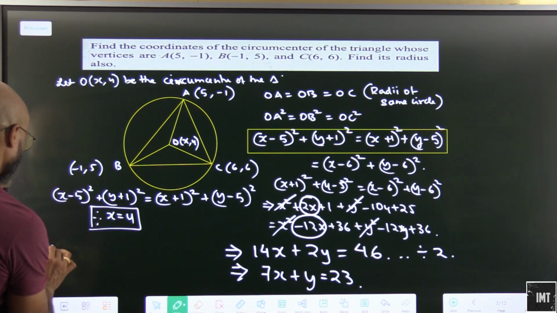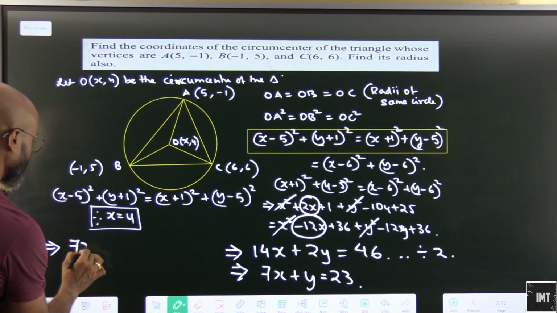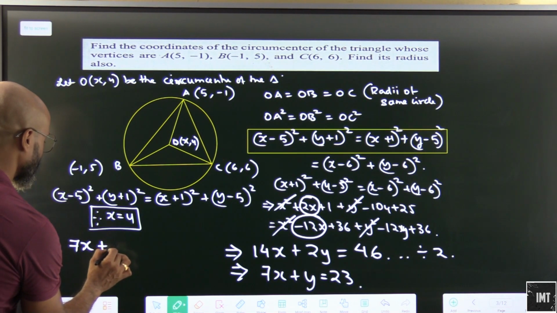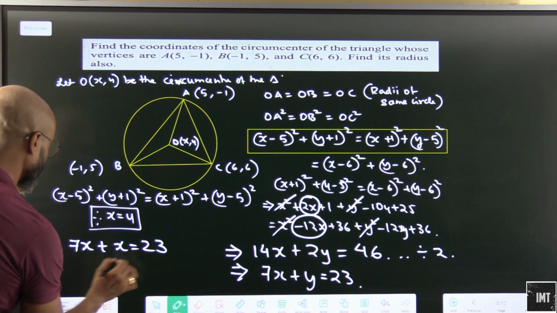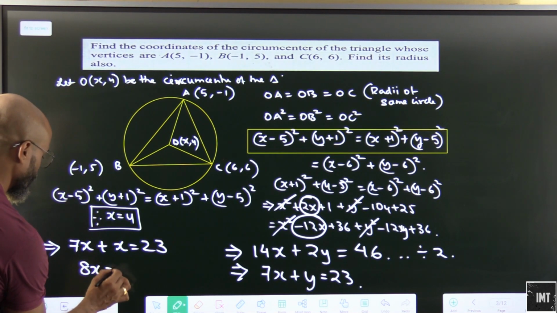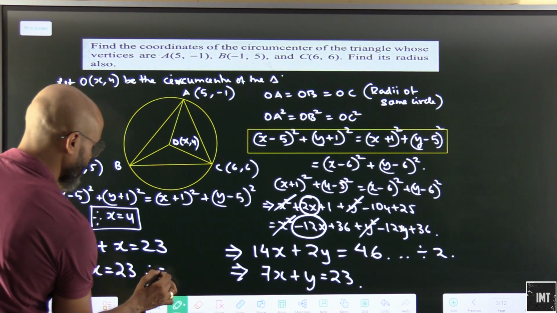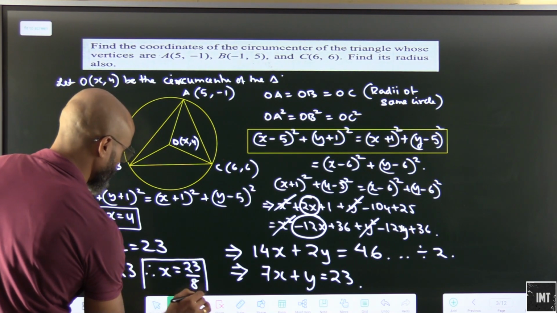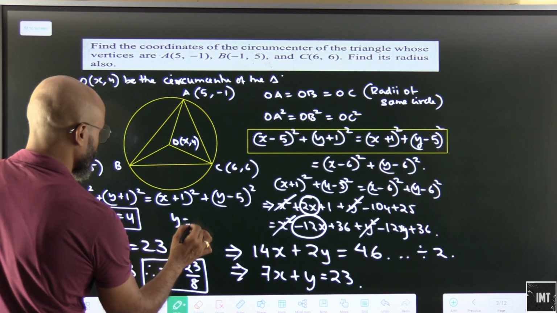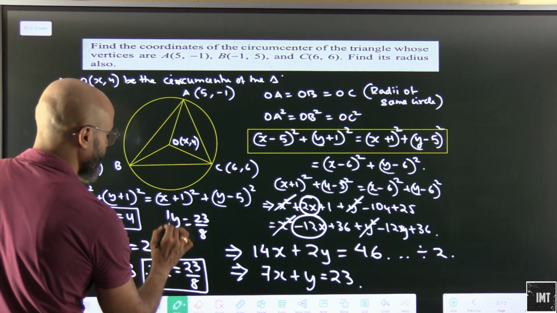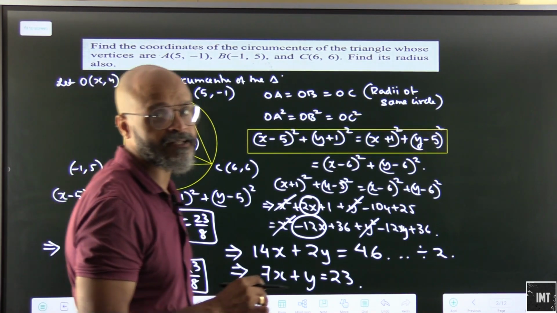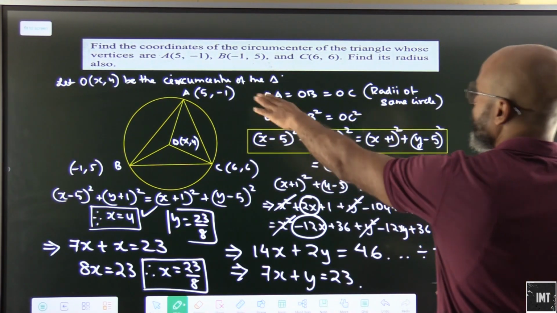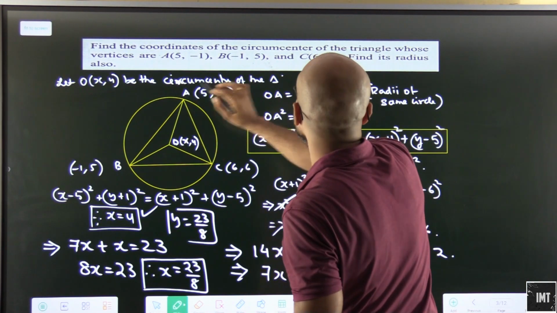So putting that, what we have here is 7x plus x is equal to 23. So 8x is equal to 23. Therefore x will be equal to 23 by 8, and y also will be equal to 23 by 8, as we have already shown that x and y are equal. Pretty easy sum here. Okay, so find its radius also.